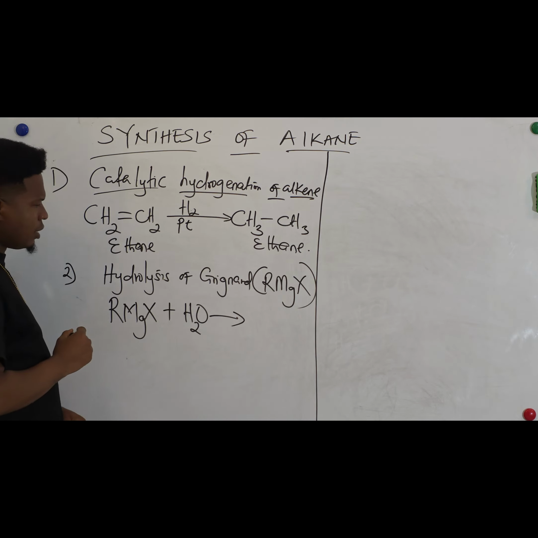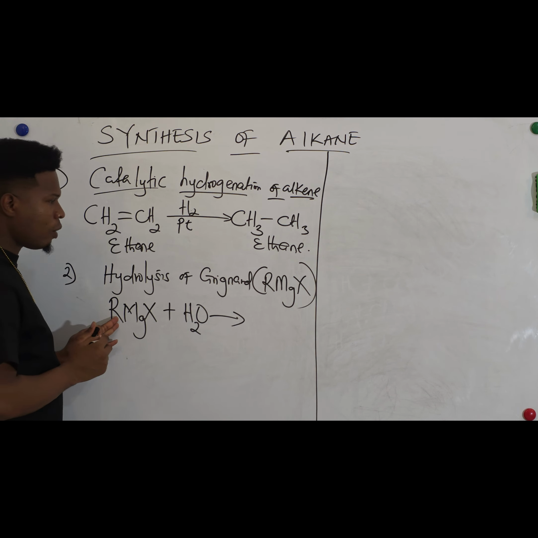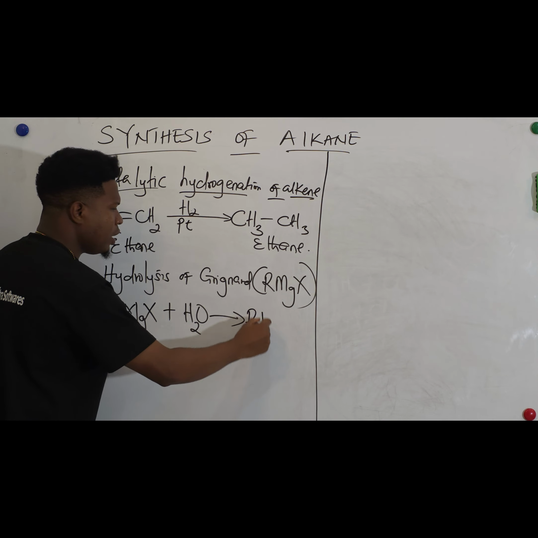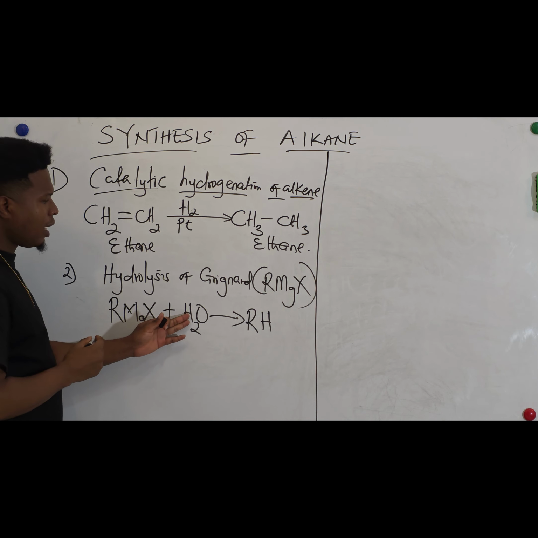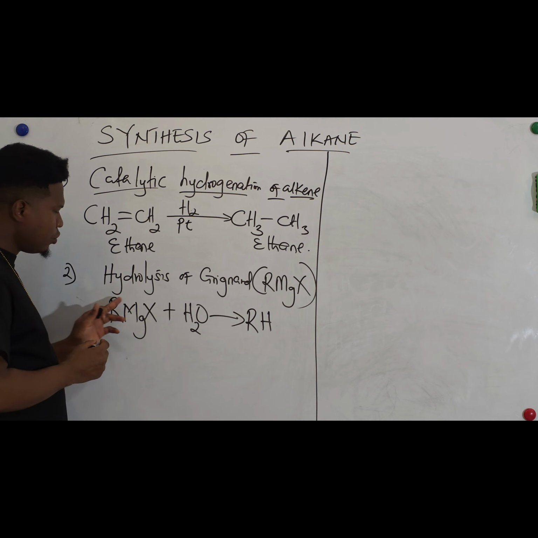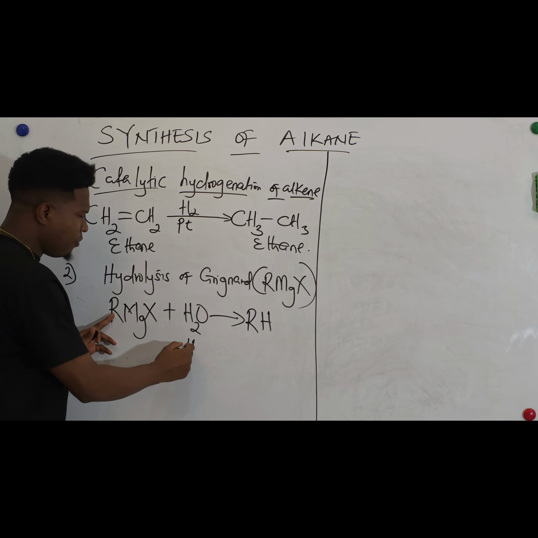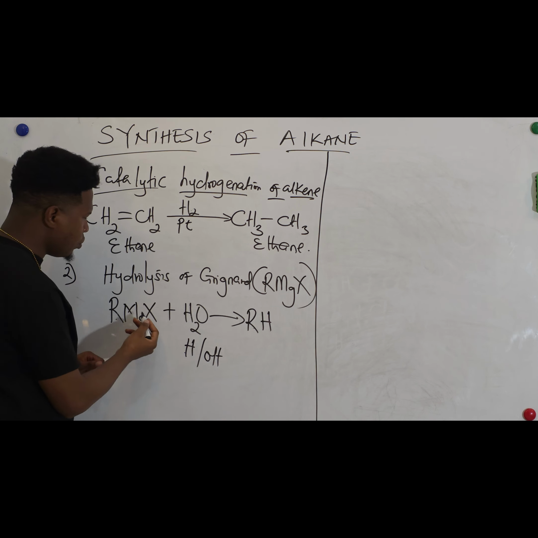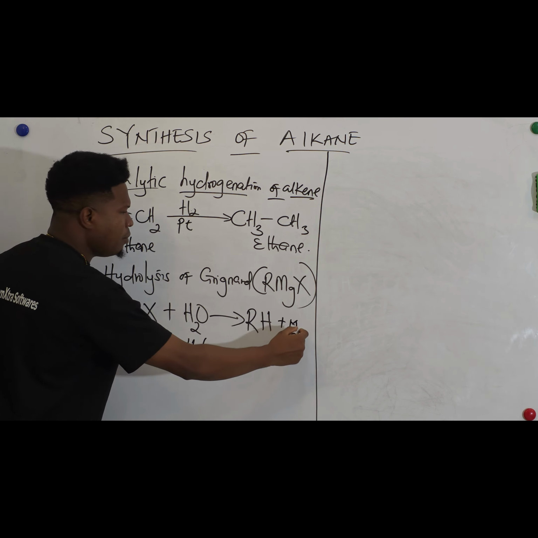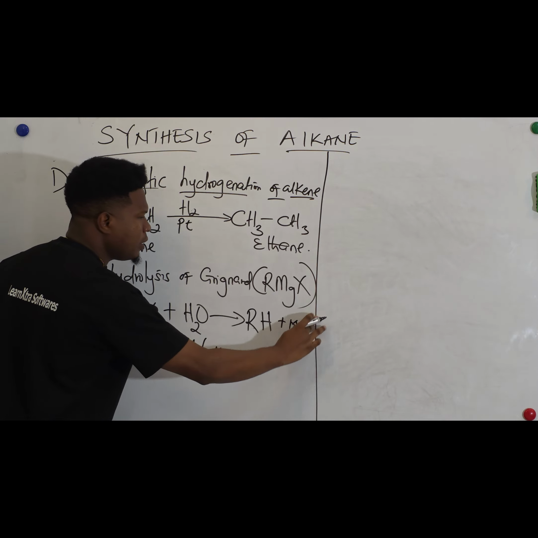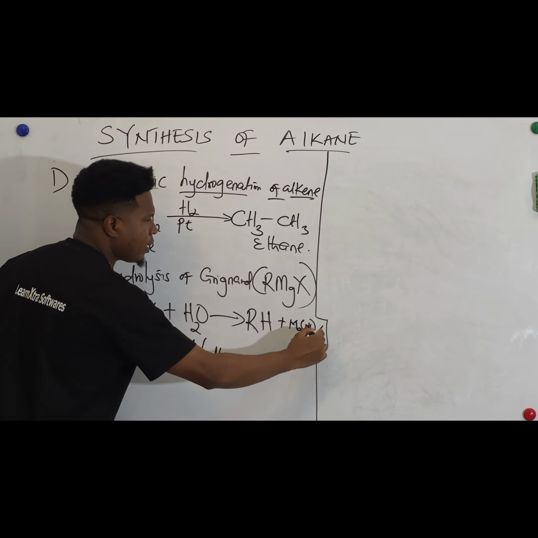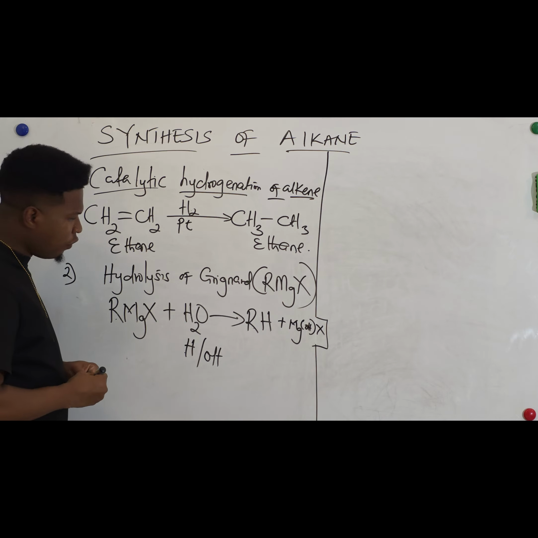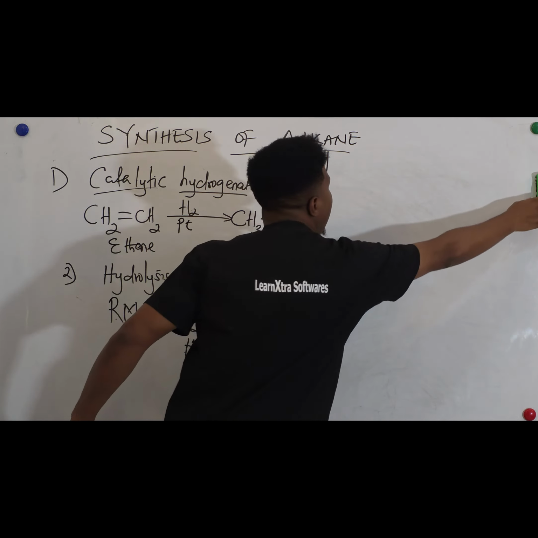Hydrolysis is simply splitting the Grignard with water. So we're going to have RH. How do we get RH? Water will produce a proton, H. The H will react with the R. Remember that we have this. So hydrogen will go with R to give you RH, then OH will go with this to give you MgOH. That's the formula.